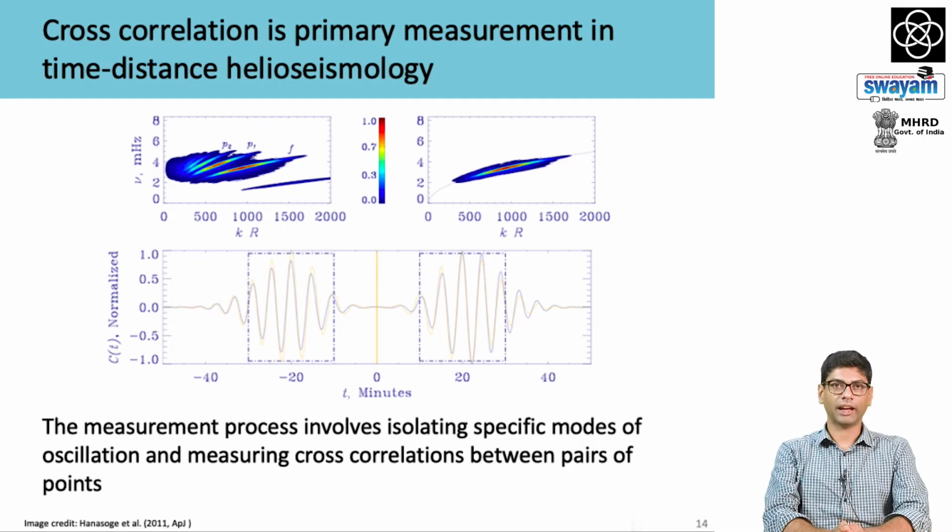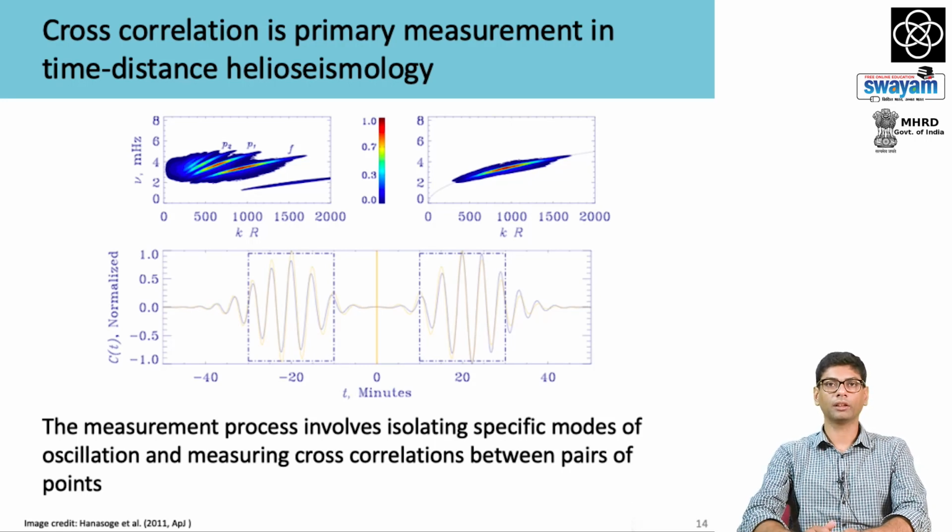The first technique is time distance helioseismology, which refers to the measurement and use of travel times of acoustic waves to infer the properties of the interior. The most important thing in this is that you take the velocity signal at 2 different spatial points at the surface, and you cross correlate them in time. So you have a signal 1 and you have a signal 2, and then you temporally cross correlate them. When you do that, you measure something that looks like the broad bottom panel here.